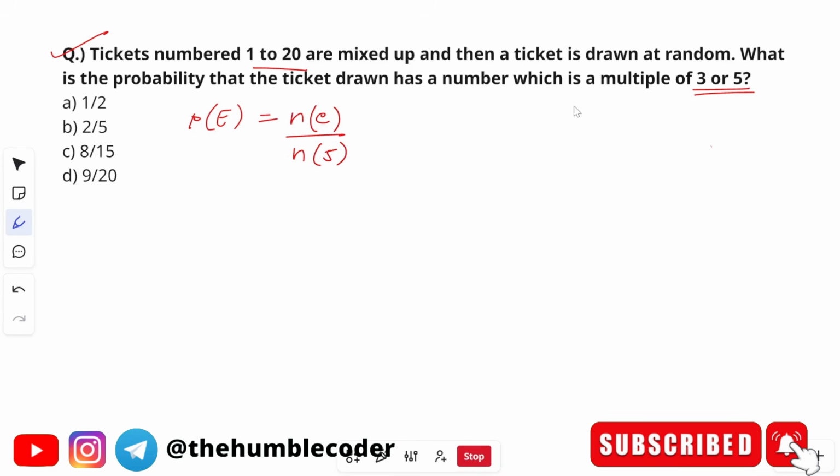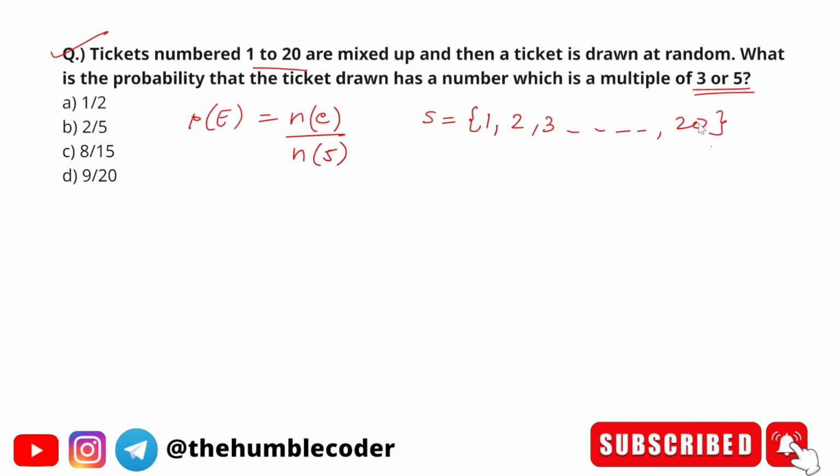First of all, we need to calculate the sample space, which is n of S. Now what is the sample space in this going to be? It is told that tickets numbered from 1 to 20 are mixed up, and then one ticket is drawn at random. So the sample space can be any number from 1, 2, 3 up till 20, because we are given 20 tickets and we have to draw one. So the value of the sample space is going to be 20, because we have these 20 numbers.